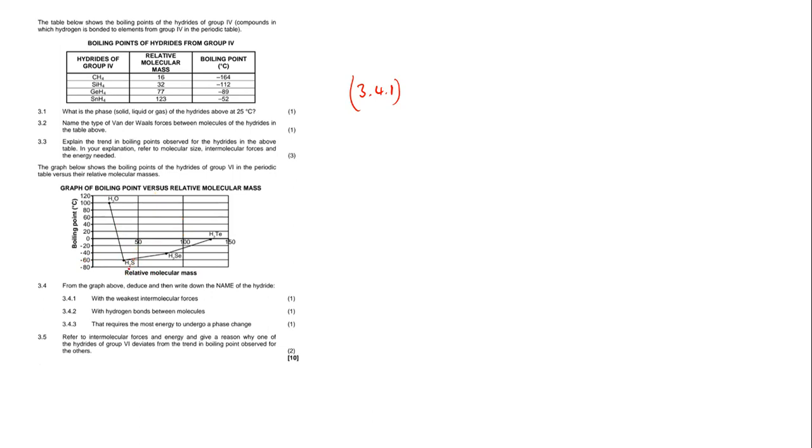So for a fact that H2S has the lowest boiling point, that means it has the weakest intermolecular force of them all, okay? So the question says, from the graph above, write down the name. It didn't say the formula, it says the name of the hydride with the weakest intermolecular force. So what is the name of H2S? The name of H2S is going to be hydrogen sulfide, okay?